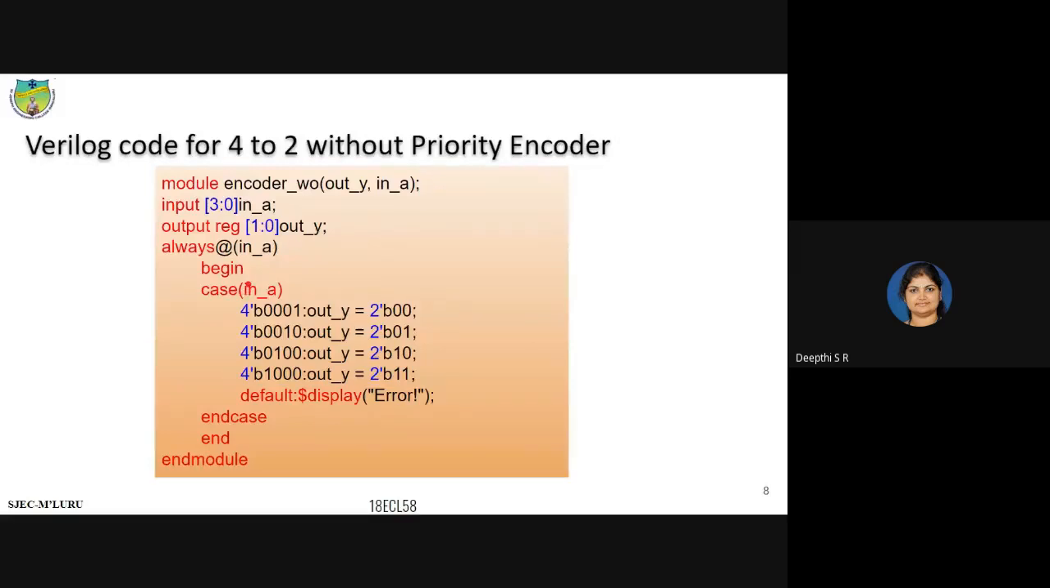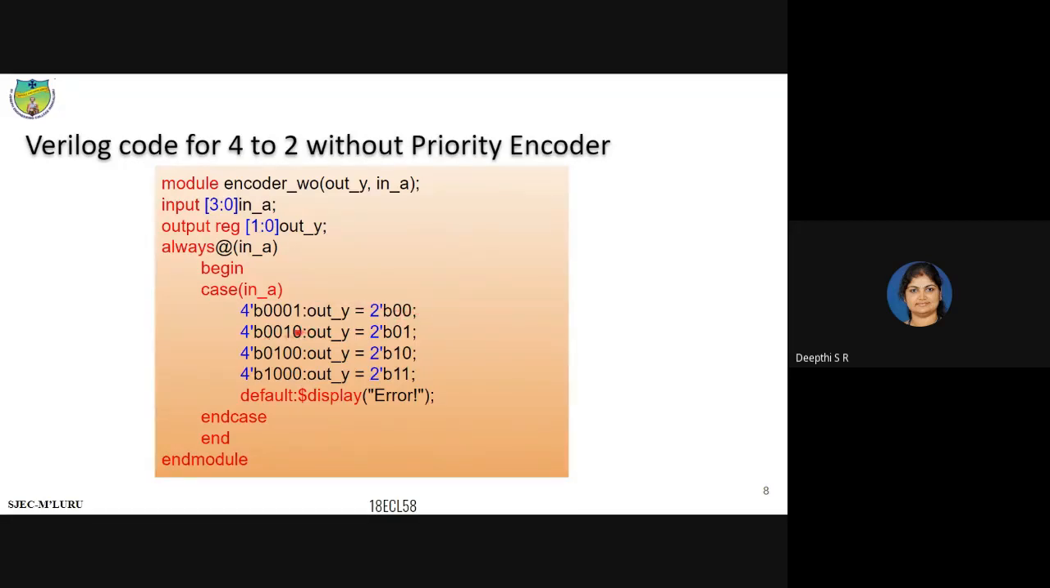So in the case, the variable you are monitoring is input, that is in_A. And you have the 4-bit binary value here. It is 4'b, that is a 4-bit, 'b means that is a binary value 0001. So at that particular time, your output will be 2'b00. That means output is of 2 bits with the value 0 and 0.